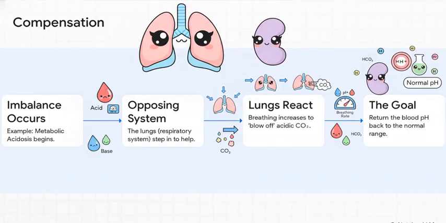Compensation is really just the body's backup plan. It's like a buddy system. If the problem is metabolic, so the kidneys are in trouble, the lungs jump in to help. They'll start breathing faster to blow off CO2 or slower to hold on to it. Now, if the problem is respiratory, the lungs are the issue, the kidneys will come to the rescue. They're a little slower to act, but they are powerful. They'll start tweaking how much bicarb they save or how much acid they pee out. The whole goal, no matter what, is to get that pH back into the safe zone.